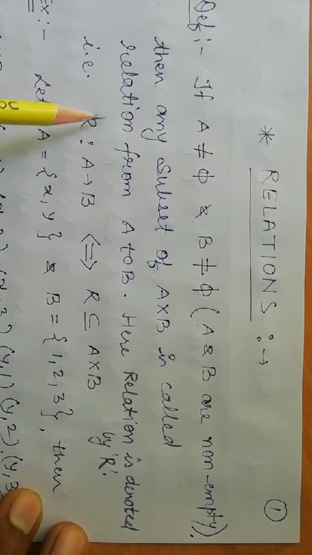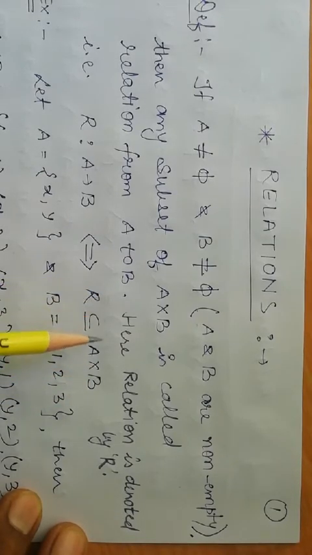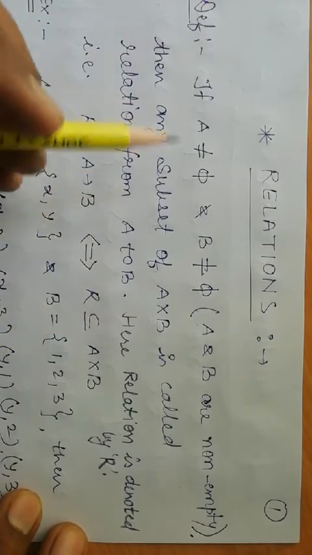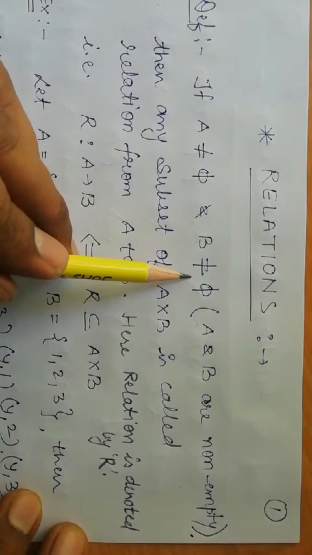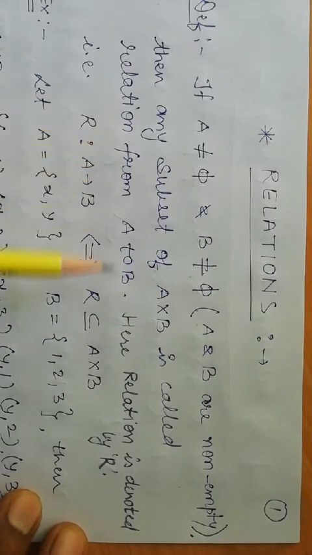R is the relation defined from set A to set B, which implies R is a subset of A cross B. So here we can understand the definition of relation this way. You require two non-empty sets, then you take the Cartesian product, and the relation is always a subset of that Cartesian product. Okay, and it is defined from A to B.